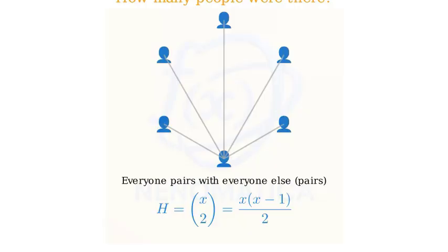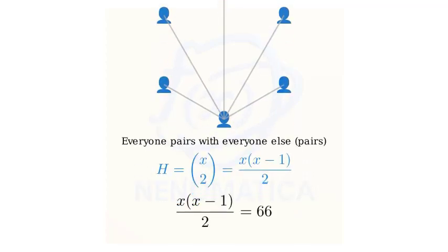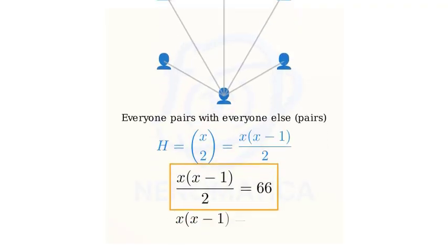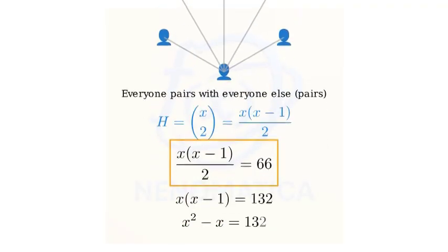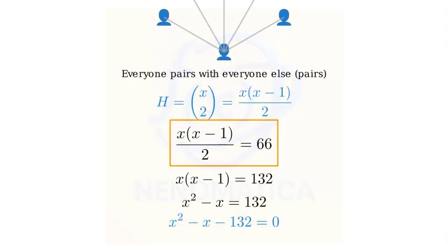We are told the total number of handshakes is 66, so we set the handshake formula equal to 66. That is, x times x minus 1, all over 2 equals 66. Now solve for x, multiply both sides by 2. Expand the left side. Move everything to one side to get standard quadratic form.